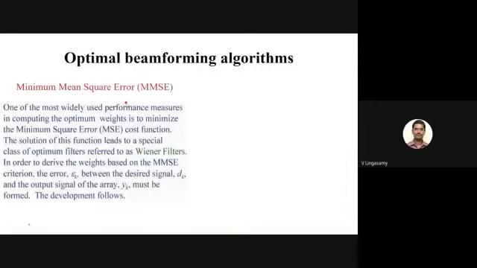There are many methods used. One is the minimum mean square error method, which is commonly used everywhere. Here we square the error, the cost function, because it is the error between the desired pattern and the achieved pattern, and then we apply Wiener filters to calculate it. Here you can see the error signal is between the desired signal and the output signal of the array.